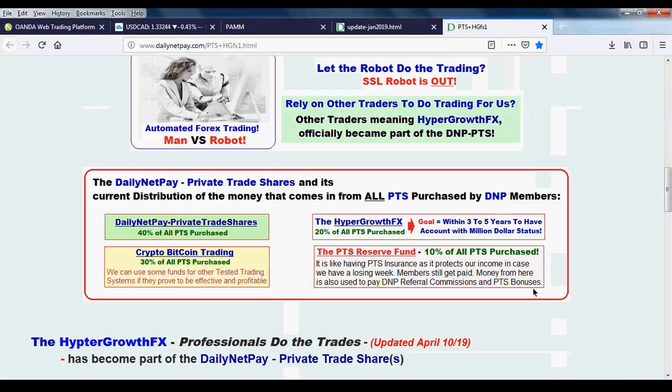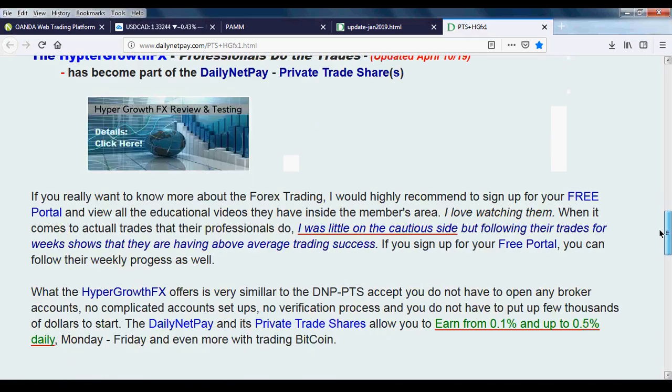I'm not going to go into great detail about it, because if you read this update, you know what I'm talking about. I said that hyper growth has a goal, within 3 to 5 years, to have an account with $1 million status. 20% of all PTS private trade shares purchased will go into the hyper growth. What I mentioned in here was that I was a little on the cautious side, but following their trades for weeks shows that they are having above average trading success.